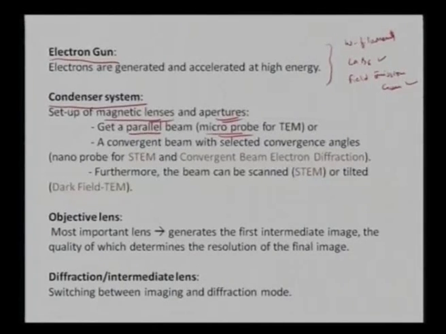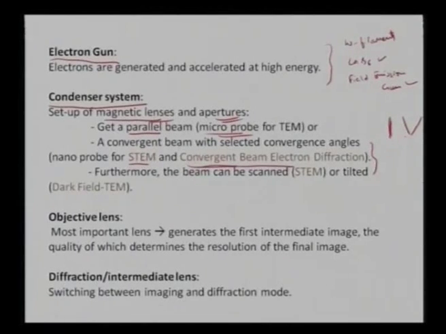Again, I can also allow it to become convergent. Instead of a parallel beam, I can make it converge, to get a convergent beam for certain applications. For probing, like in scanning transmission electron microscopy, I want a nano probe. Whereas for getting lattice fringe imaging or more diffraction patterns, or the intersection of more Laue zones at a particular location, I can utilize convergent beam electron diffraction. So there are certain ways I can achieve either a parallel beam or a convergent beam.